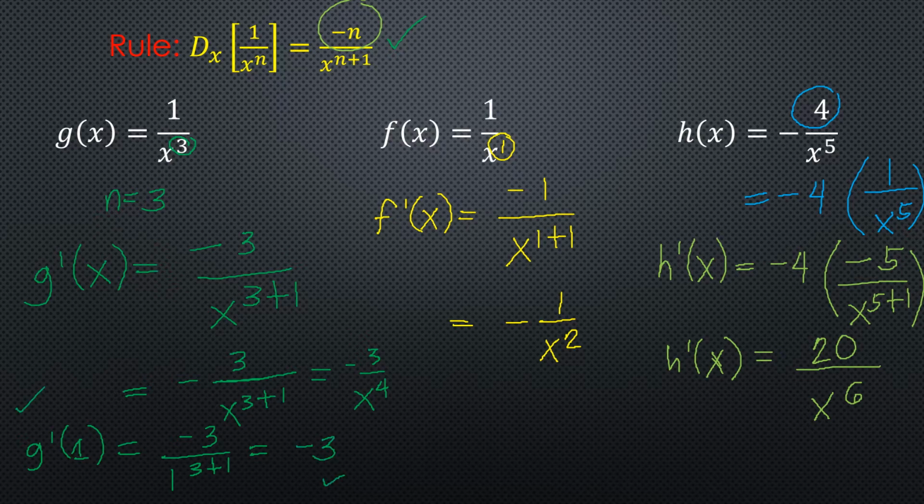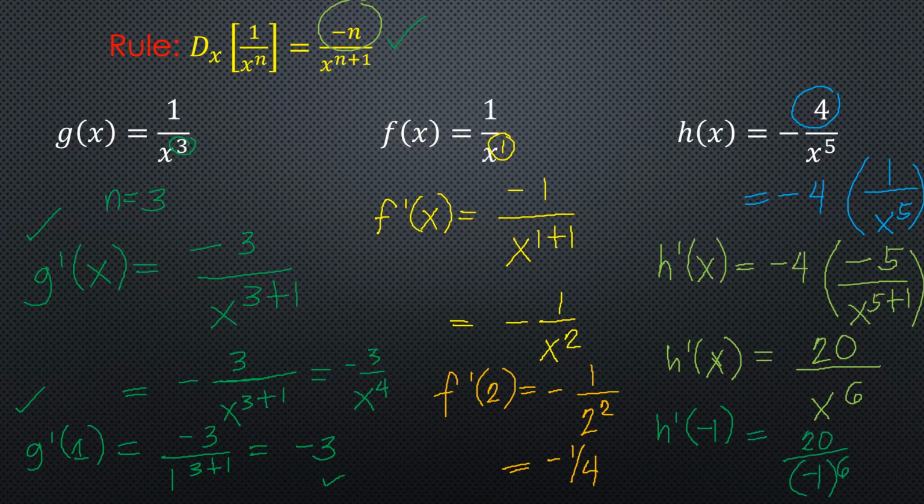So when you say g prime of 1, you need to get first g prime of x and let x be equal to 1. On the second function, let's say for example you're going to find f prime of 2. So when you find f prime of 2, then substitute 2 into the derivative, so we have negative 1 over 2 raised to 2. The answer is negative 1/4. On the third example, let's say you're going to get h prime of negative 1. So substitute, so we have 20 over negative 1 raised to 6, which is positive 1. So the answer is 20.